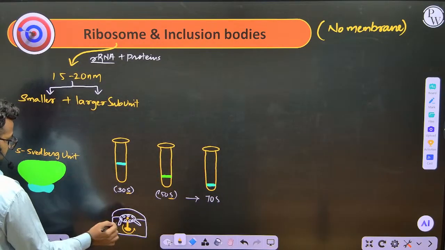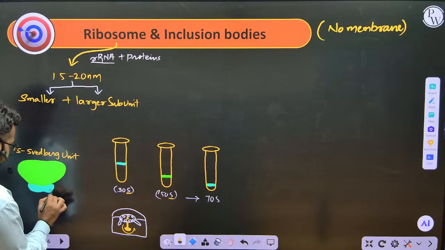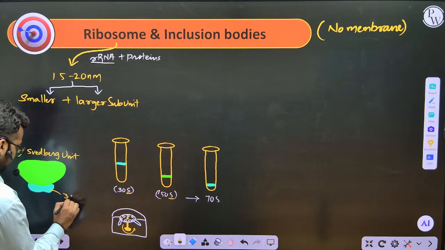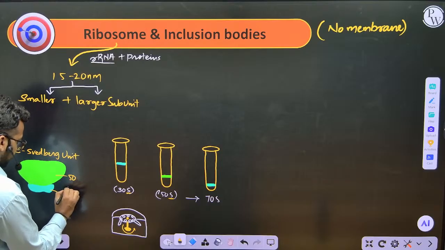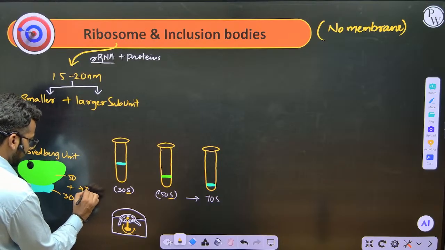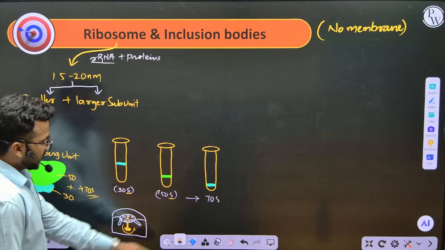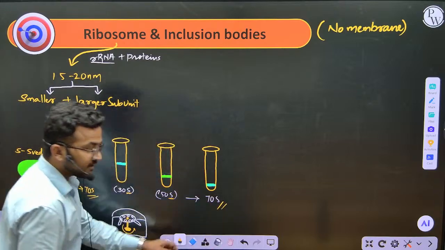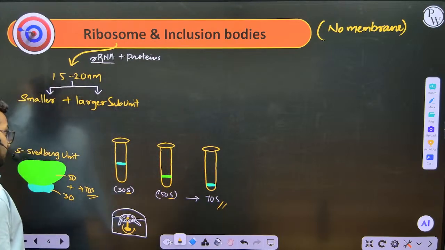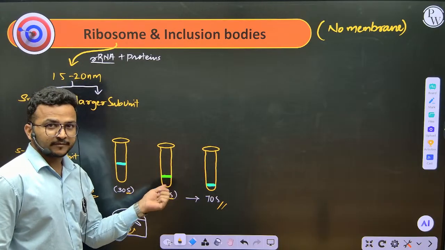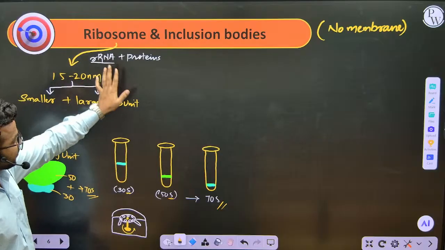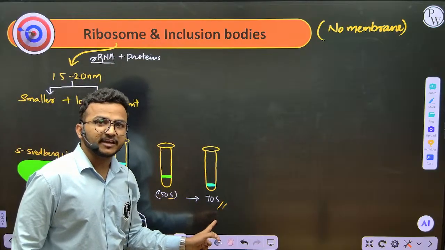So this is the smaller subunit, showing 30S, and this is 50S. But together it will be 70S. This is the centrifugation gradient. In the case of ribosomes, it shows this much variation. Especially in the prokaryotic ribosome, it will be 70S.